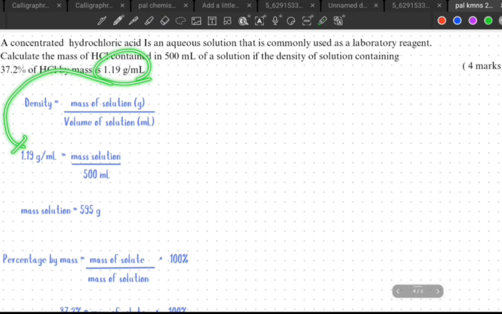The question said the density is 1.19, so just substitute into the formula. The question also gives us the volume of solution, so we can determine the mass of solution. This one you will get 1 mark.